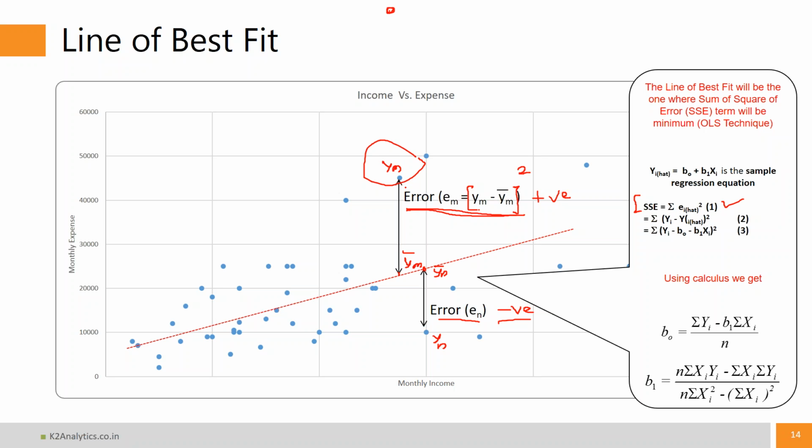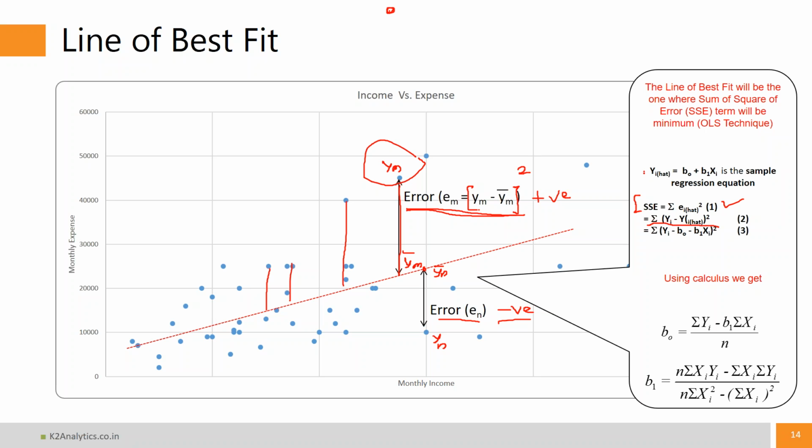Just as I explained, if I can compute this error for one of the points, then I can compute the error for this, and for this, and for this, and then add up all of these squared terms. When you add up these squared terms, we call it summation, and that summation is represented by this symbol. So this is what the summation is.